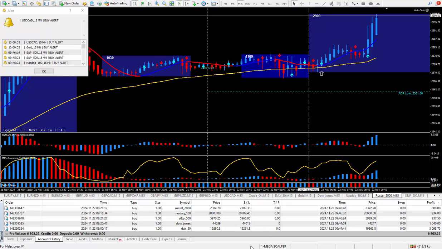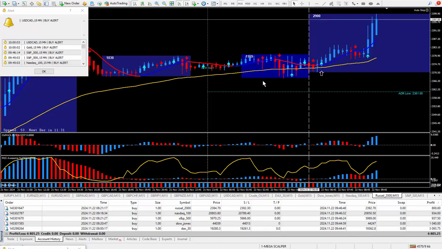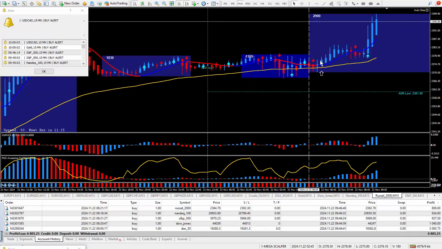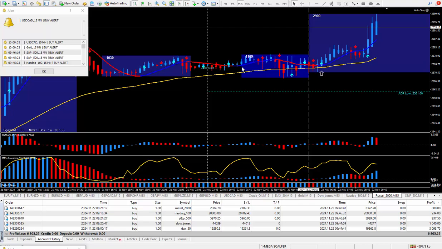I'm using my Mega Scalper trading system. Now this system uses the Heikin-Ashi candles on the top, some moving averages. The Mega Scalper is this moving average that changes from red to blue. And of course we have some oscillating indicators down here at the bottom. Now you'll get an audio sound and this pop-up box here suggesting to buy or sell.